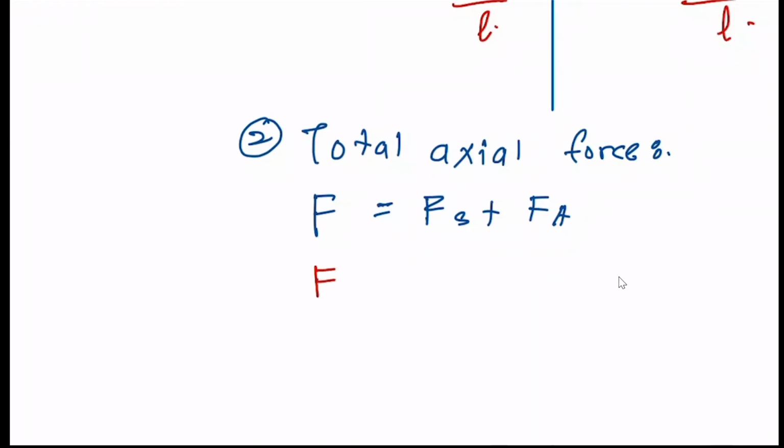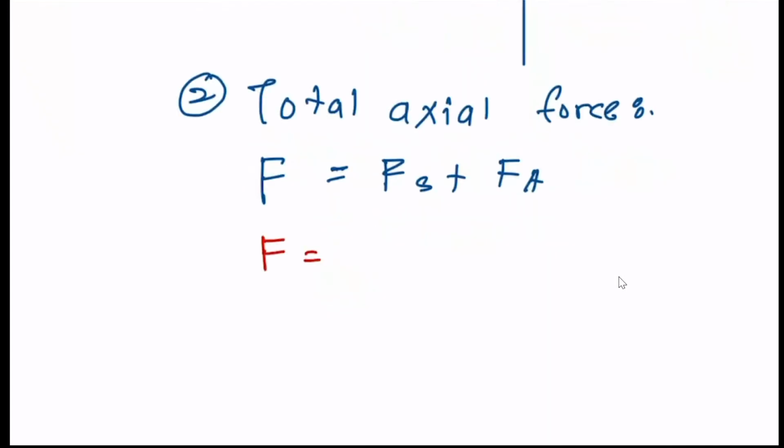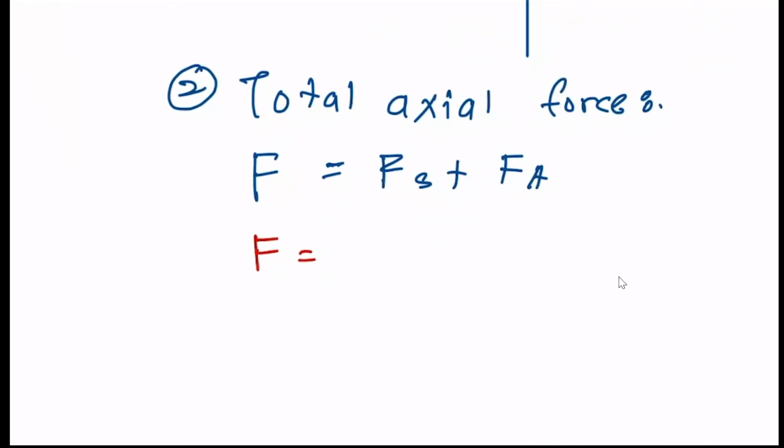So another formula that you guys have to know: force also equals stress times cross-sectional area. All right. So the axial force for steel equals the stress of steel times the cross-sectional area of the steel. Same goes for the aluminium. Stress for aluminium multiplied by the cross-sectional area for aluminium.